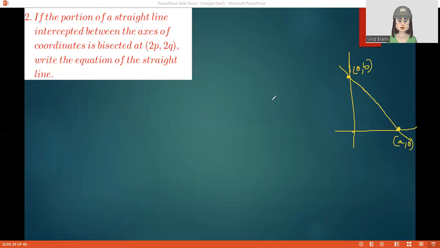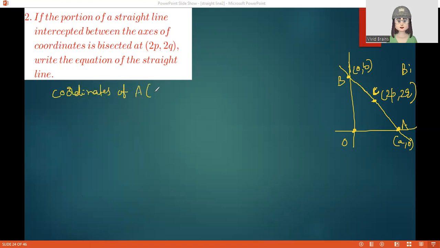And what is given here? If the portion of the straight line intercepted between the axis of coordinates is bisected at 2p, 2q. Bisected means making into two equal halves, so that point will be the midpoint. So this is the bisection point of the total line AB. Let us take this as A and this as B. And you take this as C, our midpoint.